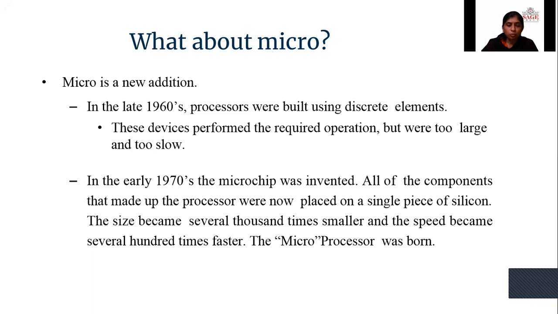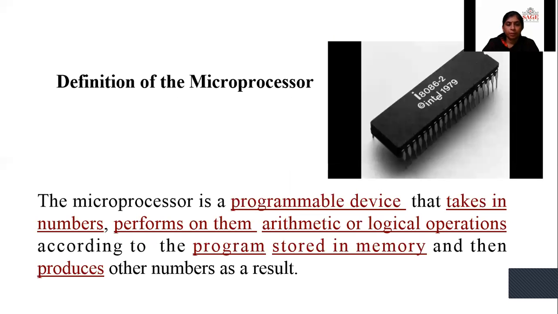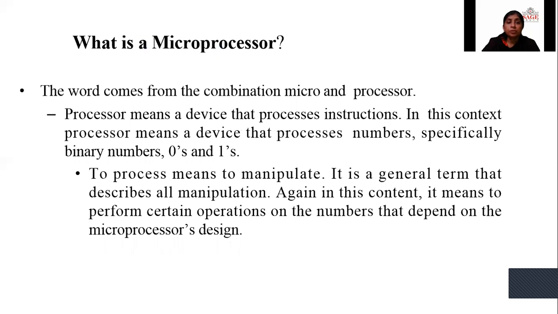This is the definition of the microprocessor. It is a programmable device that takes in numbers in the form of zeros and ones, and performs different arithmetic as well as logical operations according to the program stored in memory. And processor means manipulations, performing operations on the numbers, and micro means very small, but the speed is very high.